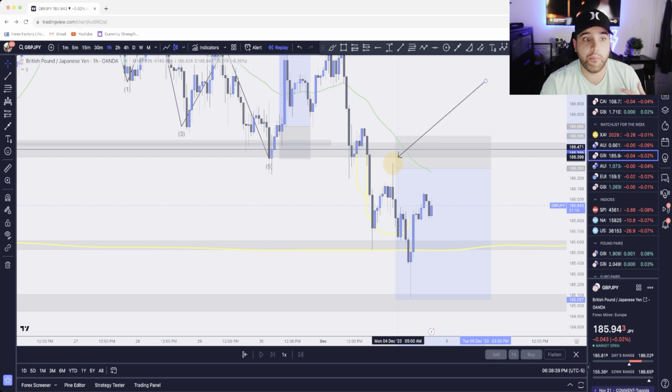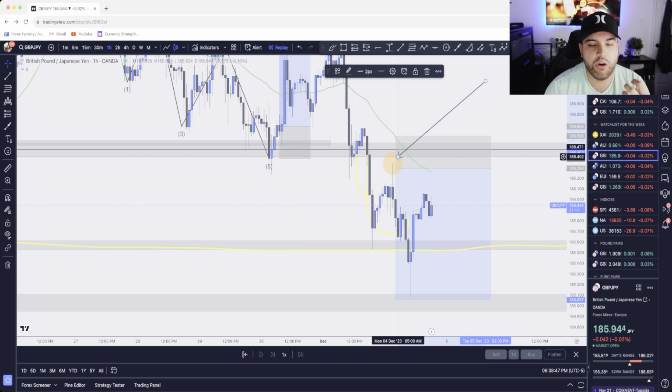So this is a lot more than just a break and retest of a certain key level, right? This is a lot more about understanding how the market moves and the overall sentiment in areas of supply or demand. So this is really, really important.